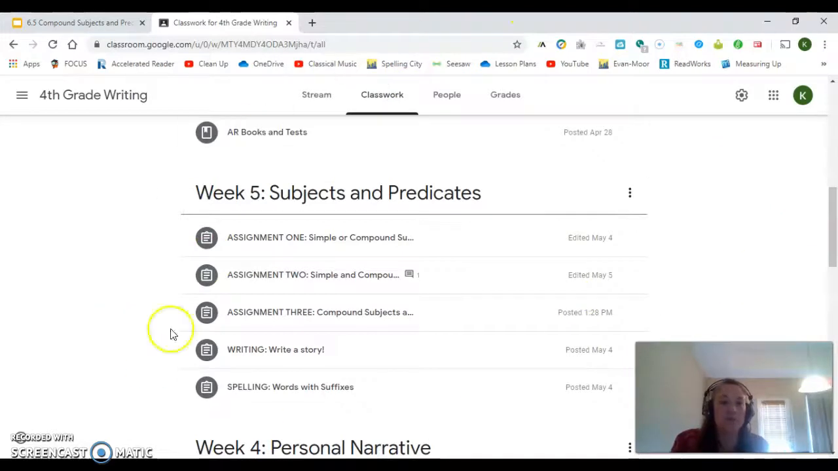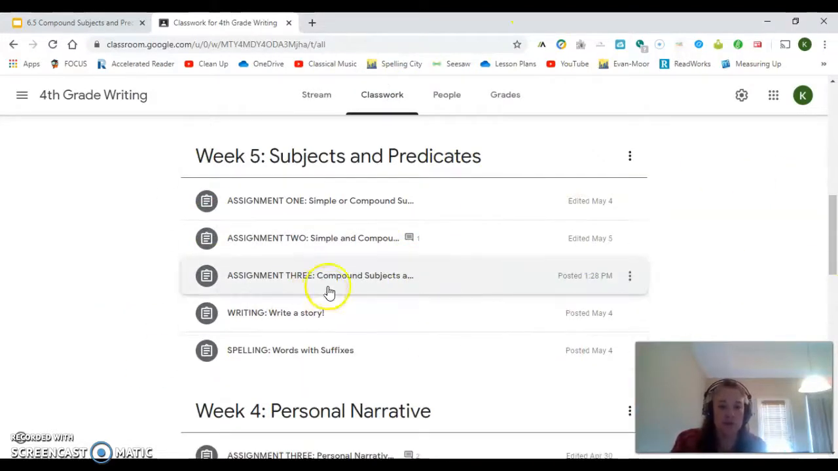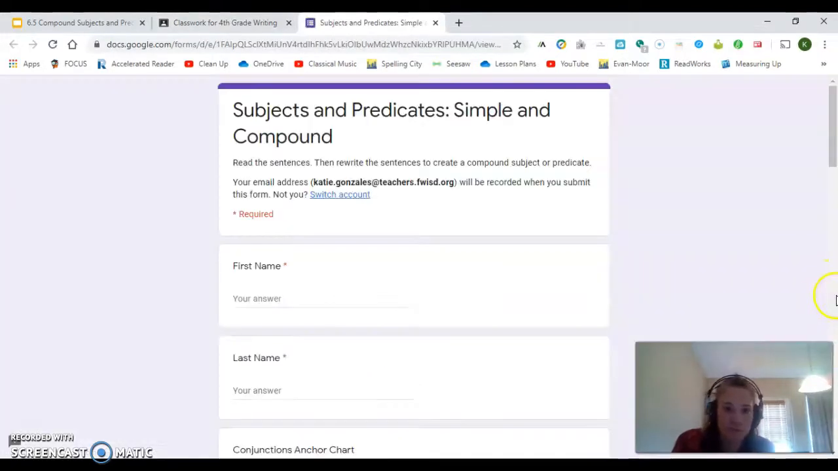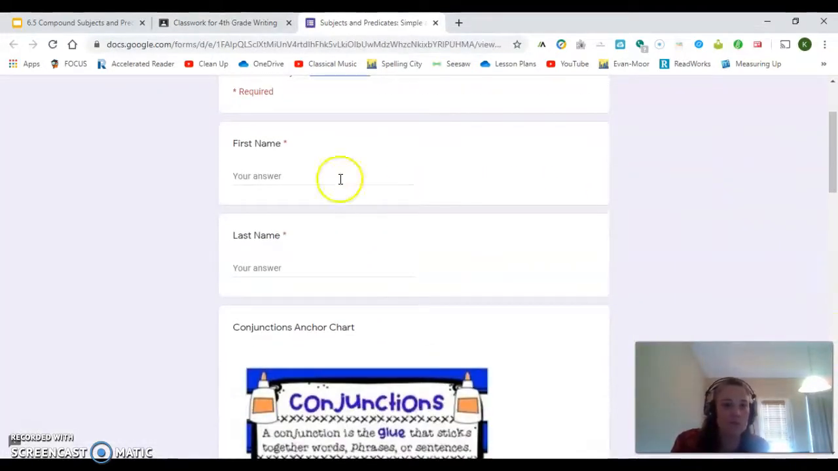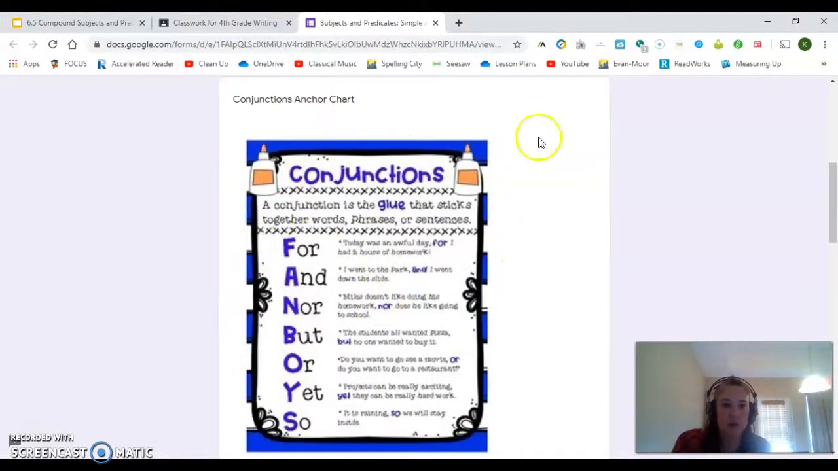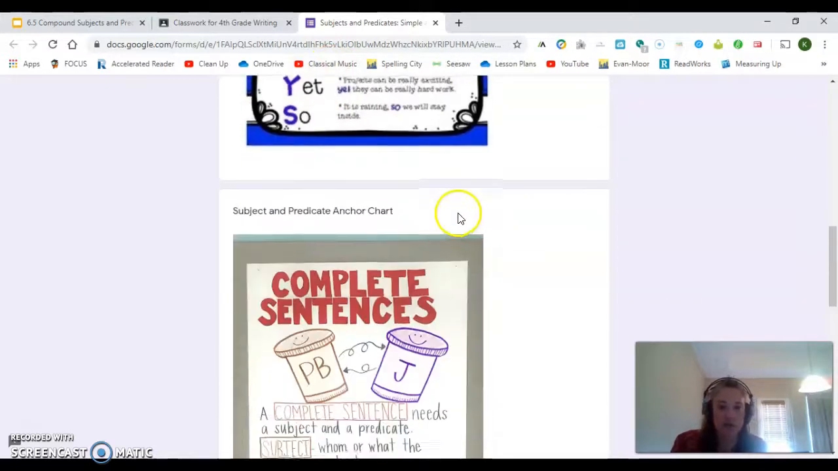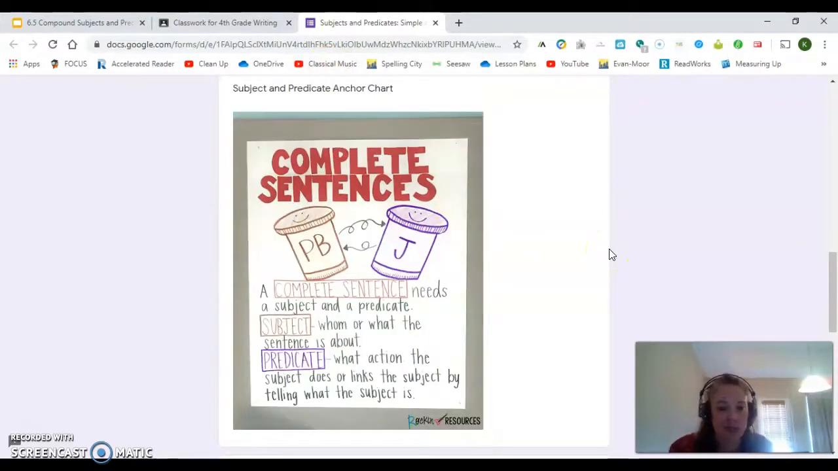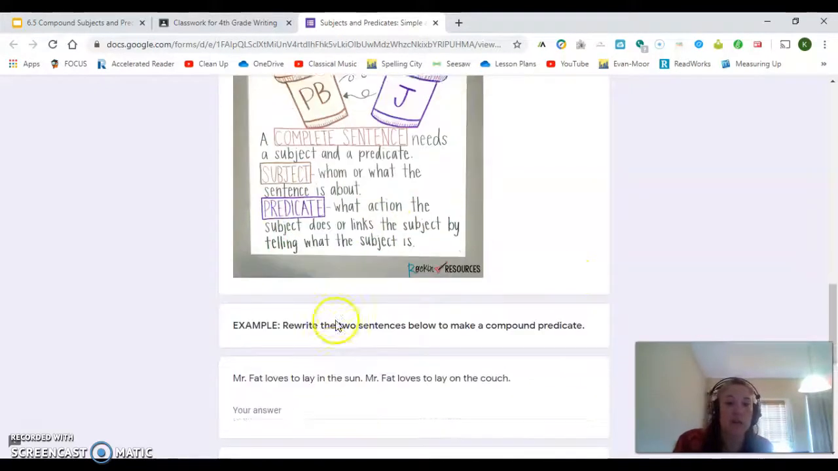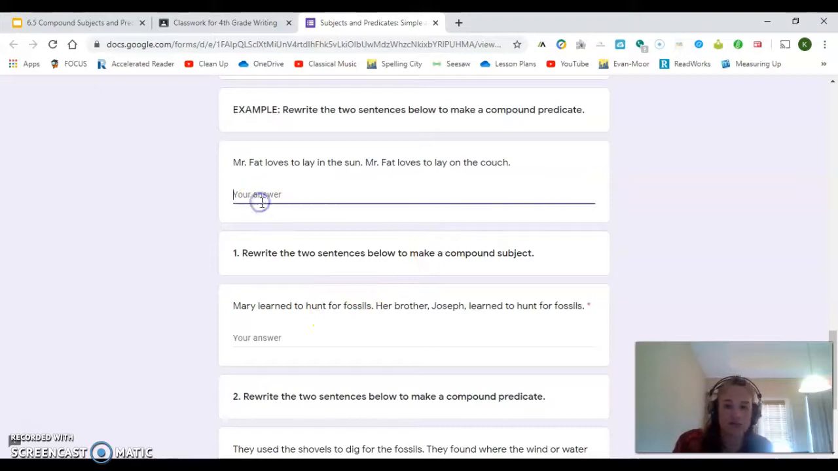We're in week 5, assignment 3. All right, so assignment 3, I'm going to click on it. Here it is. You're going to fill in your name, first name, last name. Here's an anchor chart for our conjunctions to help you with that. Here's an anchor chart with complete sentences, right? It needs a subject and a predicate. Tells us that subject is whom or what the sentence is about. Predicate, what the action of the subject does, okay? Here's an example that I'm going to do right now so you understand how to do this.